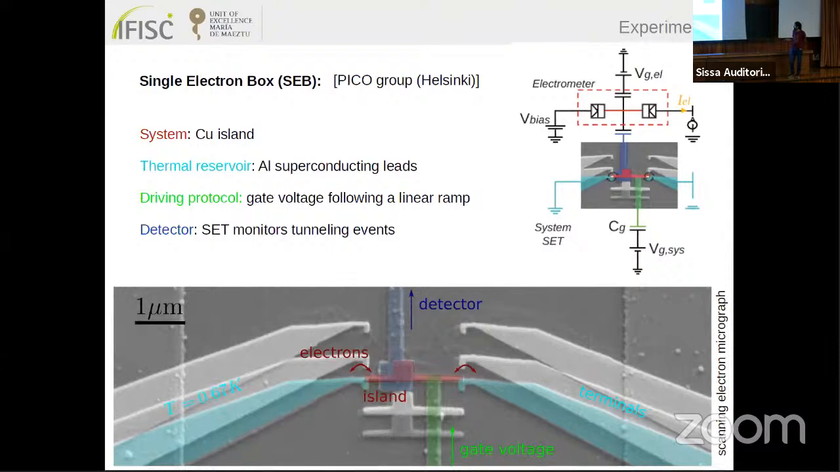So we test our results in a single electron box, which was implemented by the PICO group in Helsinki. So here you can see a scanning electron micrograph of the system. The system is essentially a copper island, which is here depicted in red, which is in contact with the thermal reservoir, which is given by these two terminals. These are aluminum superconducting leads, and they are maintained at a temperature of 0.67 Kelvin. Then we have a gate voltage where we can implement the driving protocol, and a detector that tells us whether there are 1 or 0 excess electrons in the island.